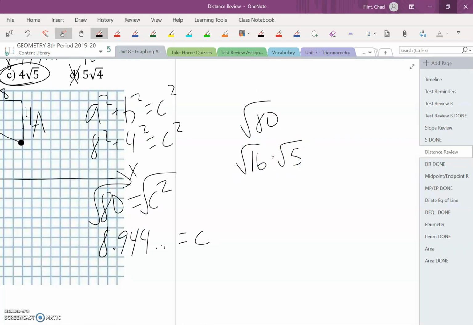Okay, because again, 16 times 5 is 80. The reason we want to do this is we know the square root of 16 is 4. And then that's going to give us the ultimate answer there.